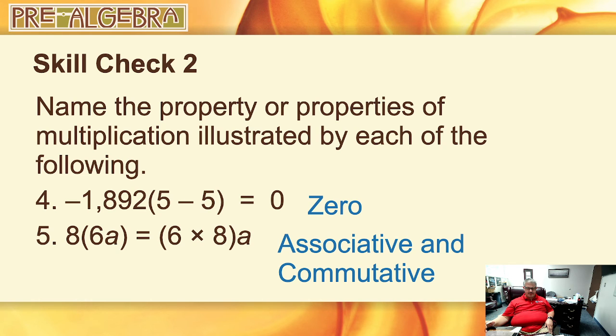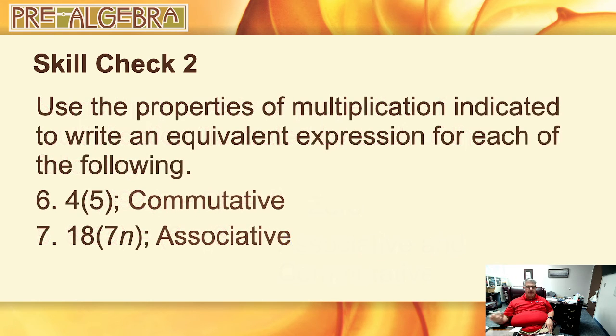A couple more here. So you're going to use the properties of multiplication indicated to write an expression. So 4 times 5, they want you to use the commutative property. Okay, so 4 times 5 is going to instead be 5 times 4. That's the commutative property. And then number 7 here, we have 18 in parentheses 7 times n. And they want us to use the associative property. So associative property means I'm going to regroup them.